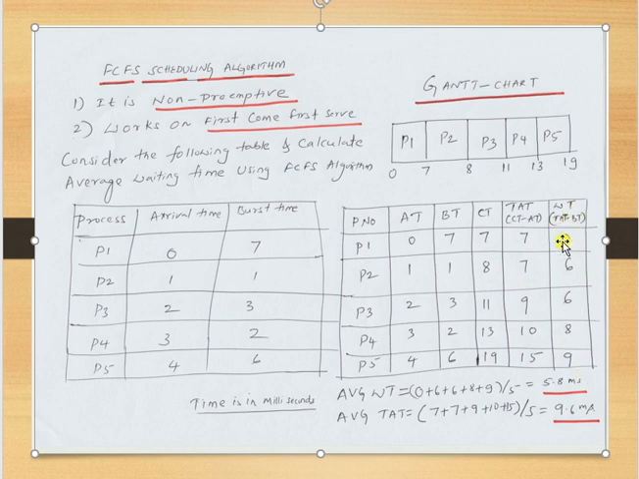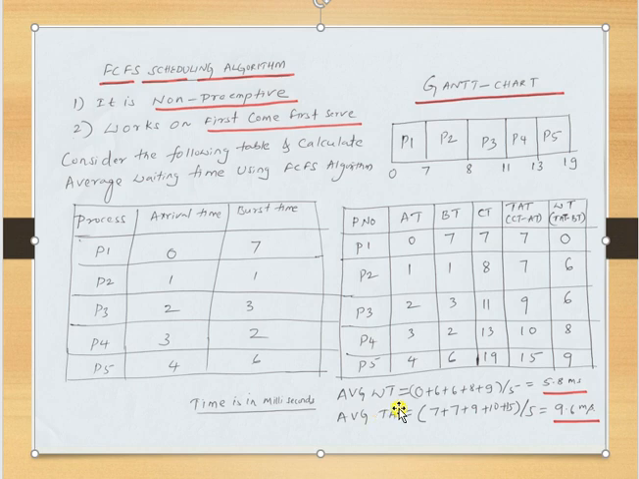Then waiting time is found by subtracting burst time from turnaround time: 7 minus 7 is 0, 7 minus 1 is 6, 9 minus 3 equals 6, 10 minus 2 equals 8, 15 minus 6 equals 9. The waiting time column is also completed. Now we need to find the average time.